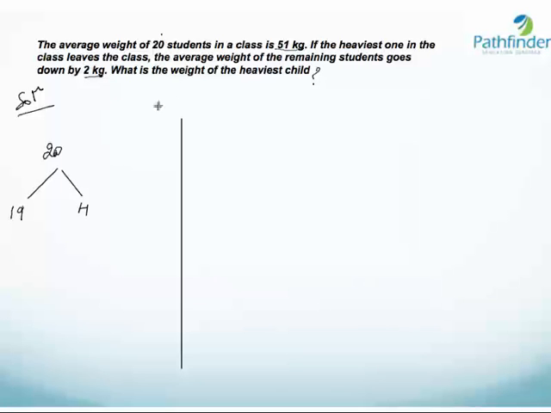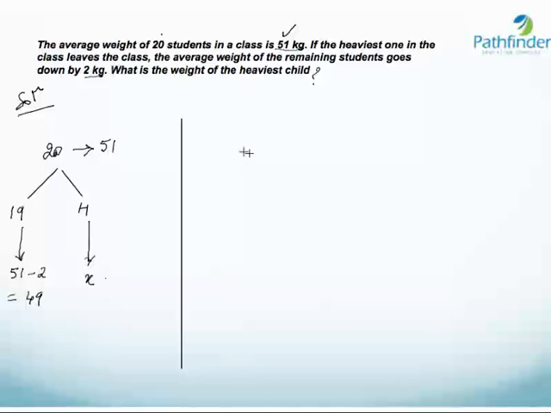What is the average weight of these 20 students? It is already given as 51 kg. And what is the average weight of the remaining 19 students? We are told that when one student leaves, the average goes down by 2 kg. Therefore, for the remaining 19 students, the average weight will be 51 minus 2, that is 49 kg. And since we don't know the weight of the heaviest child, we will assume that weight to be x.